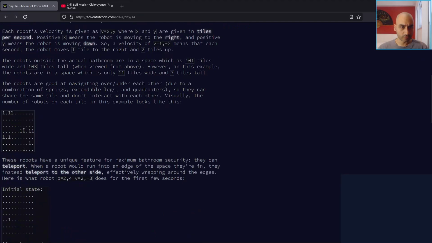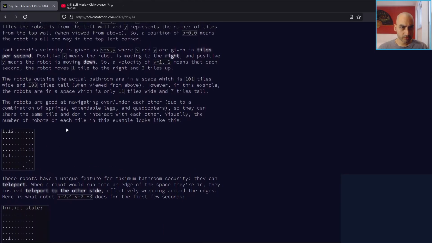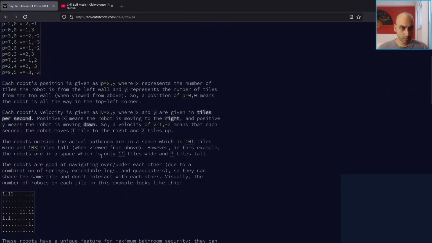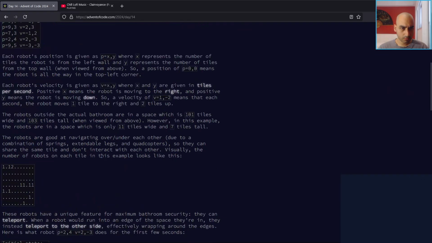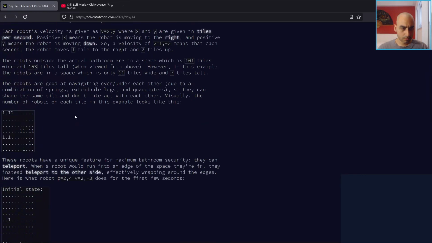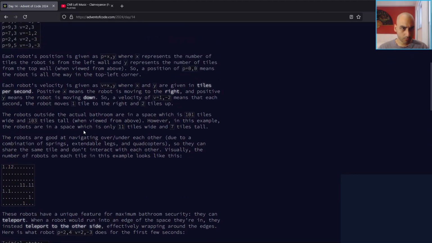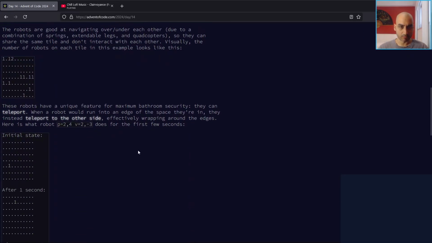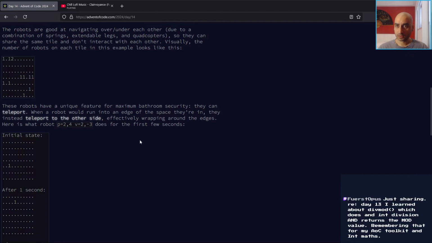Wait, so the robots are the ones? Why have we got two here? Oh, the number of robots on each tile. Okay, I see. These robots have a unique feature for maximum bathroom security. They can teleport.